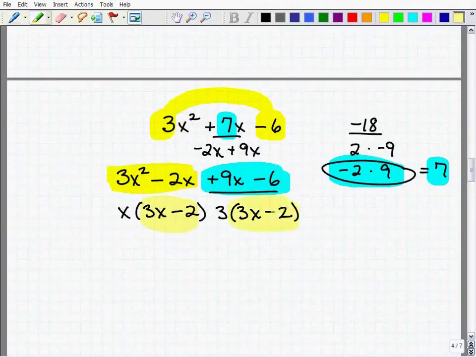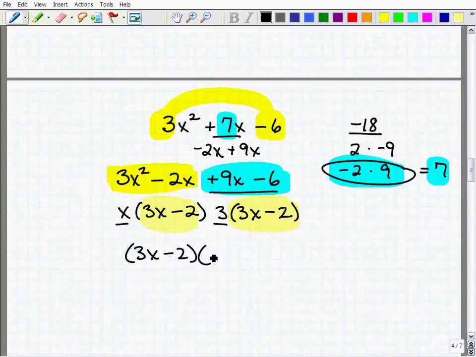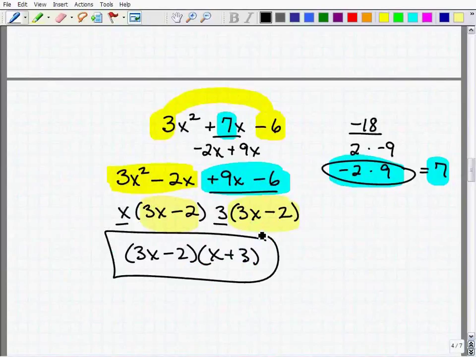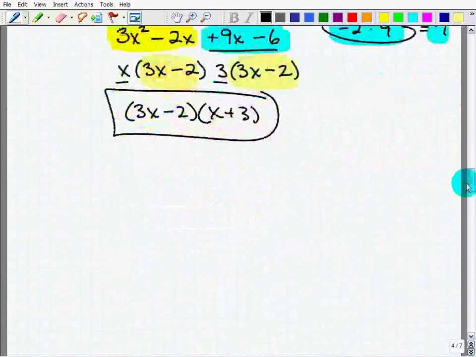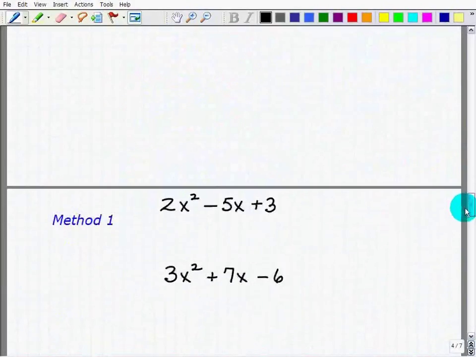Okay, so now you can see that you have your 3x minus 2. That's in common, so we'll write one of those. 3x minus 2, and then x plus 3 is what's left. Okay? All right, so that's one method. Now let's take a look at the second method.